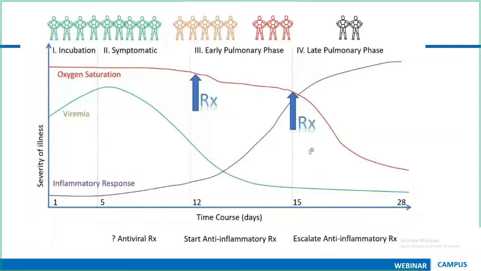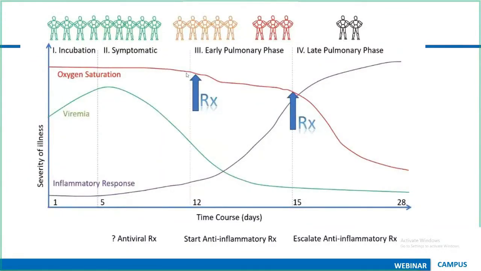Now coming to the treatment part. In the viremic phase, when the viral load is high, this is the phase where you will have to start antivirals. And with the available evidence, remdesivir is the antiviral drug with reasonably good evidence. So if the patient is having a persistent fever or is likely to deteriorate because of these symptoms, you start the patient on remdesivir at this point.